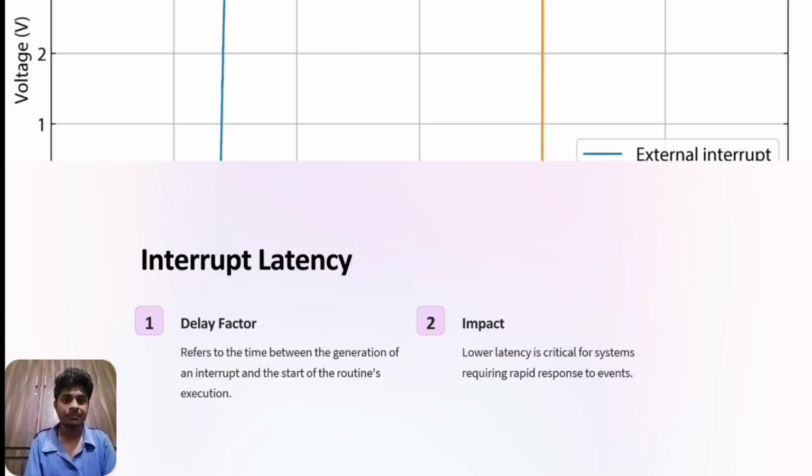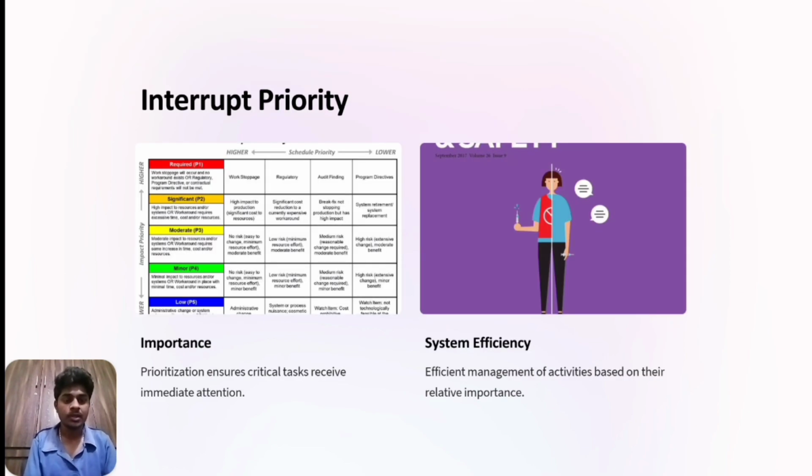Interrupt latency. The delay factor refers to the time between the generation of the interrupt and the start of the routine execution. Lower latency is critical for systems requiring rapid response to events. Interrupt priority importance: prioritization ensures critical tasks receive immediate attention. System efficiency: efficient management based on their relative importance.